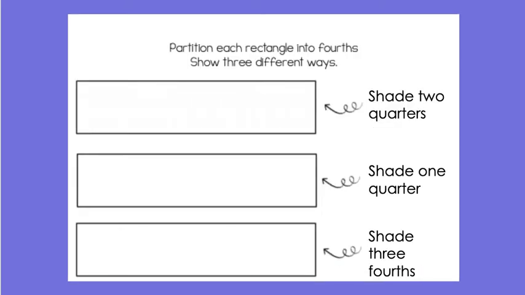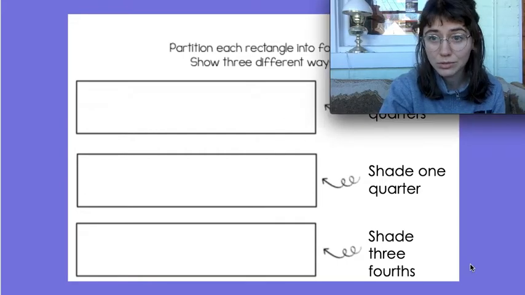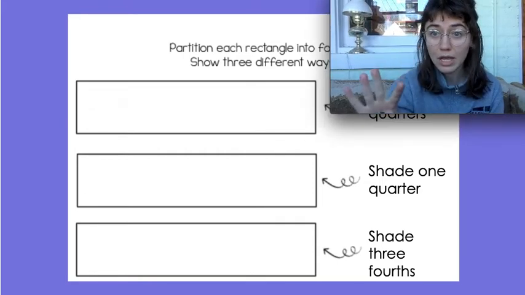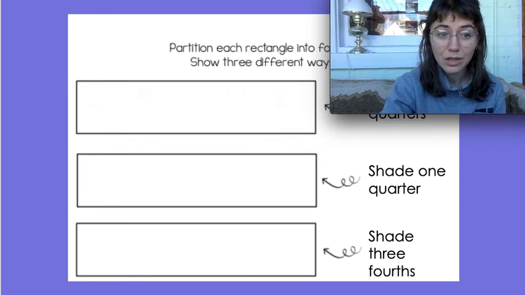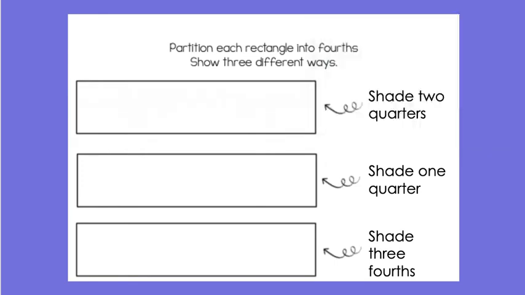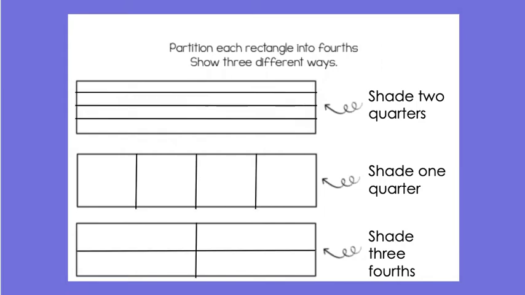Let's try again. We're going to do rectangles this time, so go ahead and draw 3 rectangles on your paper. Then, before you shade anything in, I want you to partition your rectangle into 4 equal parts. You can try it your own way, or you can just copy mine. Mine look like this. So I drew horizontal lines on the first rectangle, then I drew vertical lines on the second rectangle, and then I drew 1 horizontal and 1 vertical line on the last rectangle.